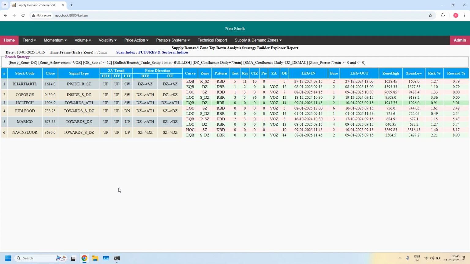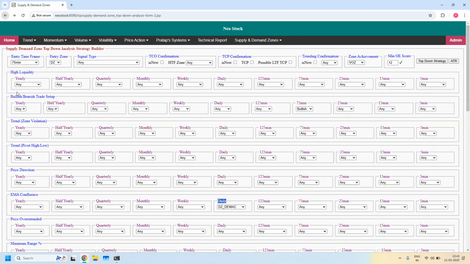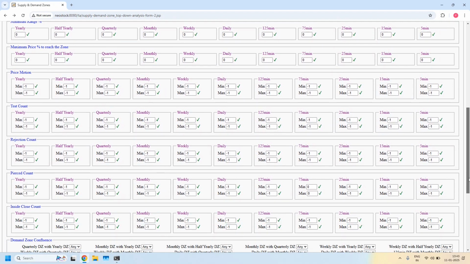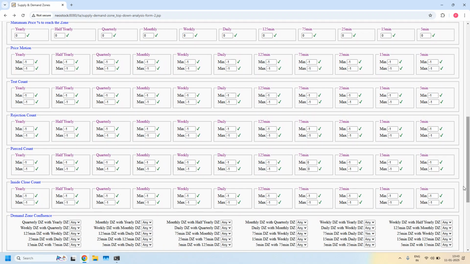Okay. Next filter is LTF, ITF, HTF demand zone confluence. So I am removing the EMA filter because this is applied only to LTF, ITF confluence. Now we are looking for LTF, ITF, HTF confluence. So three filters we have to set.